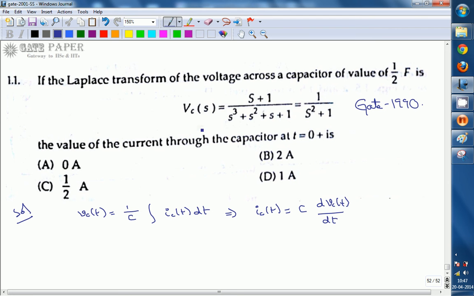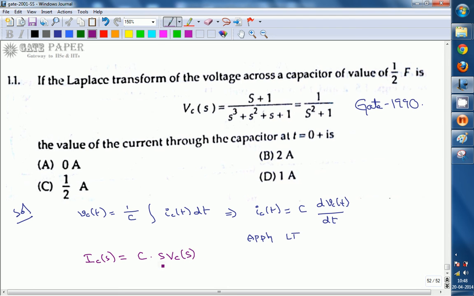Here given that the Laplace transform of the voltage across the capacitor is given. Now convert this expression in terms of Laplace transform. So apply Laplace transform for this, then we'll get IC of S equals C into, we know that the time differentiation property of the Laplace transform, that is equals to S into VC of S.